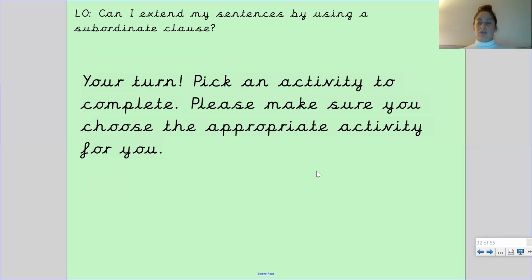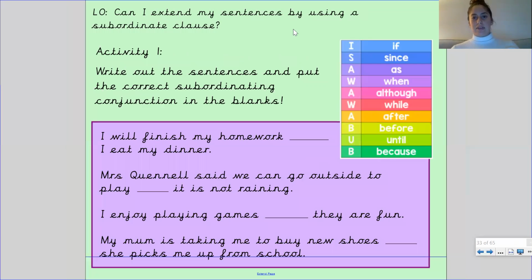Okay, now I want you to carefully choose an activity that is appropriate for you. So have a look at the activity. If you have a go at the first one, for example, this is activity 1, and you feel like it's challenging enough for you, carry on with this activity. If you feel like you would like a bit more of a challenge, then just choose activity 2 and see how you get on with that. So please just choose the activity that you feel is more appropriate for you.